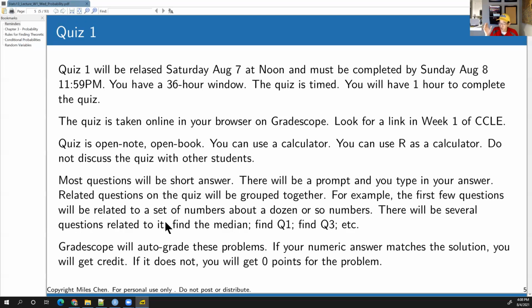Usually, some of the questions will be grouped together. So I might give you a small data set or small set of numbers, and I'll say, find the median and find Q1 and find Q3. And if you make a box plot, where's the upper fence and how many outliers do you have, or something like that, okay? And so you just type in your numbers. Gradescope's going to auto grade these things, okay? And if your answer is right, you get the points. And if not, it doesn't give it. It basically says it's wrong, okay?